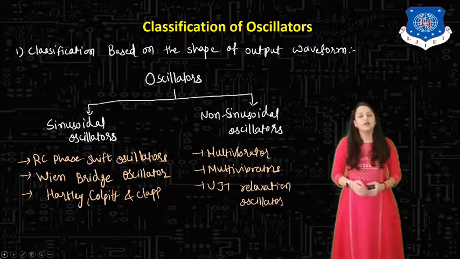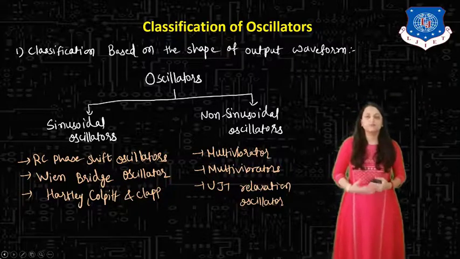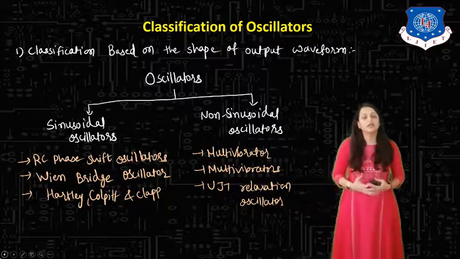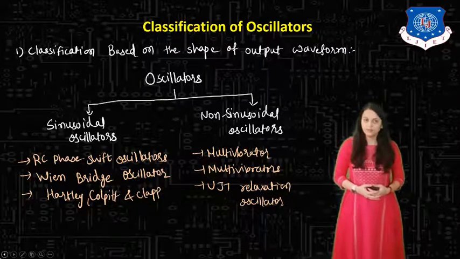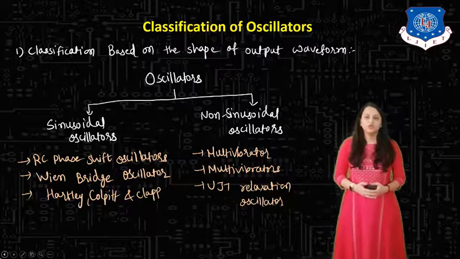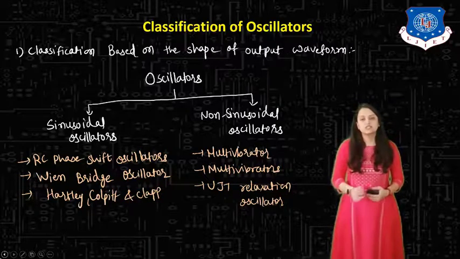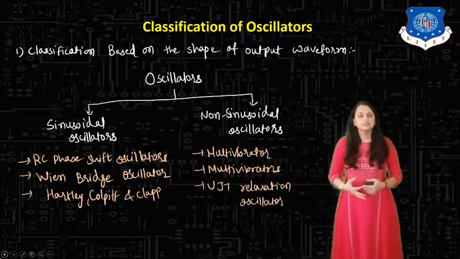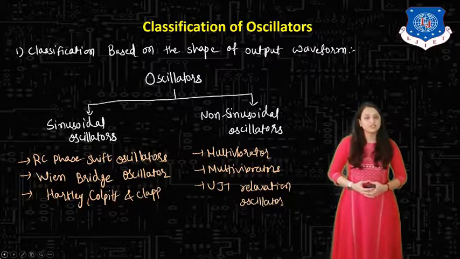So those are called non-sinusoidal oscillators, based on which shape we are getting at the output side. Okay. So let us see which are sinusoidal oscillators. The first one is the RC phase shift oscillator. This is a type of oscillator, the RC phase shift oscillator.